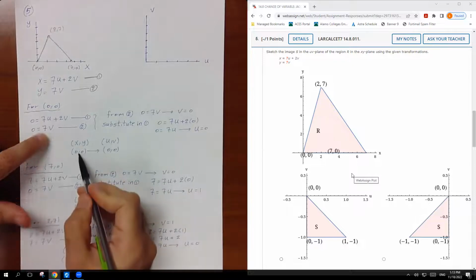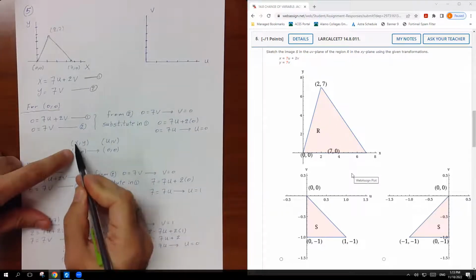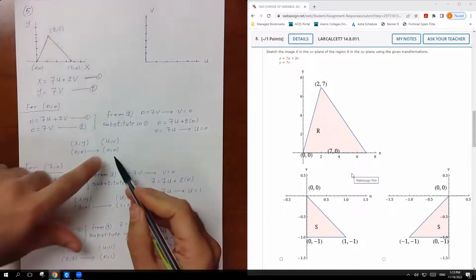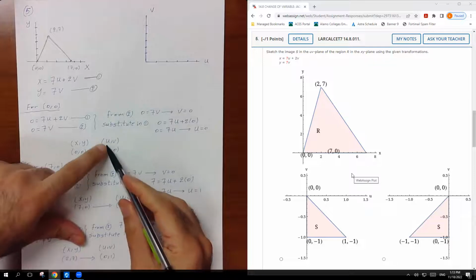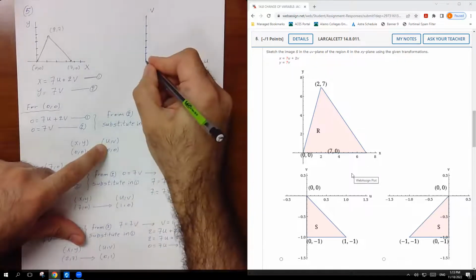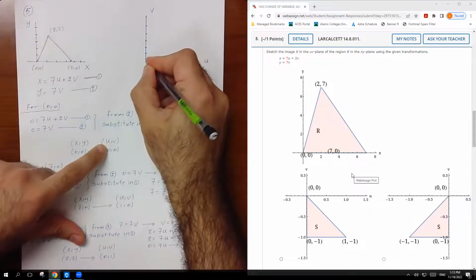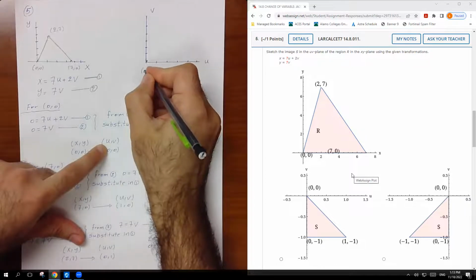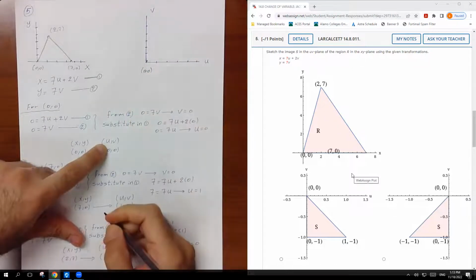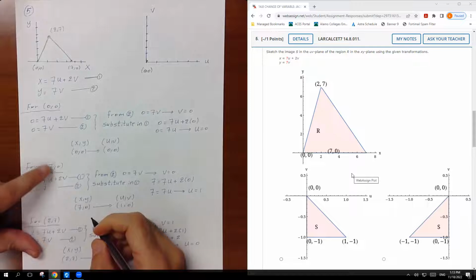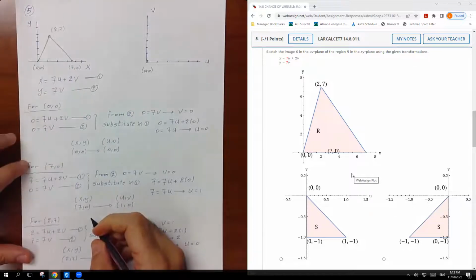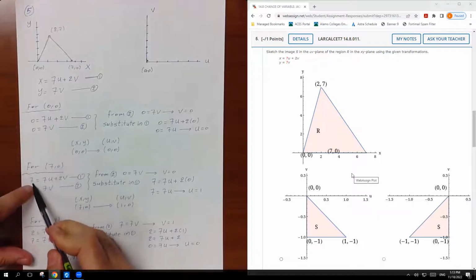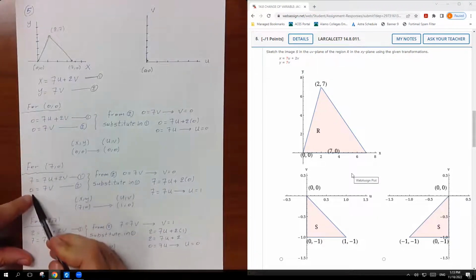So the first point 0, 0 in the XY plane became the same point 0, 0 on the UV plane. So here is the same point. This is the point 0, 0. Now let's check the second point 7, 0. Plug in 7 here with the X and 0 with the Y. So here's the first equation and here's the second one.